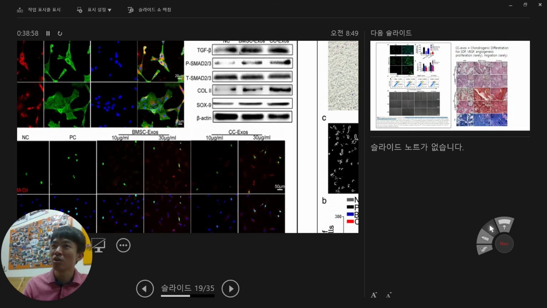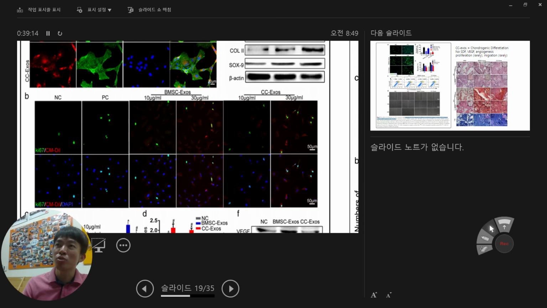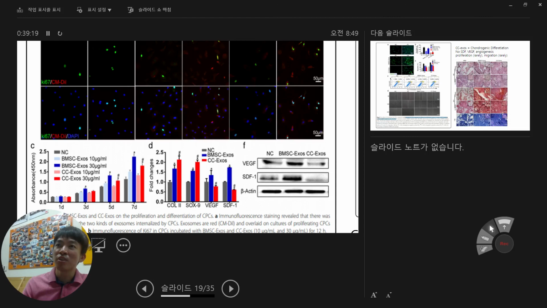And then they treat this exosome to chondrocyte progenitor cells. They find that the proliferation rate between the BMSC and chondrocyte exosome shows not much change. But regarding the proliferation, the bone marrow exosome has more proliferation than the chondrocyte exosome, compared to NC.